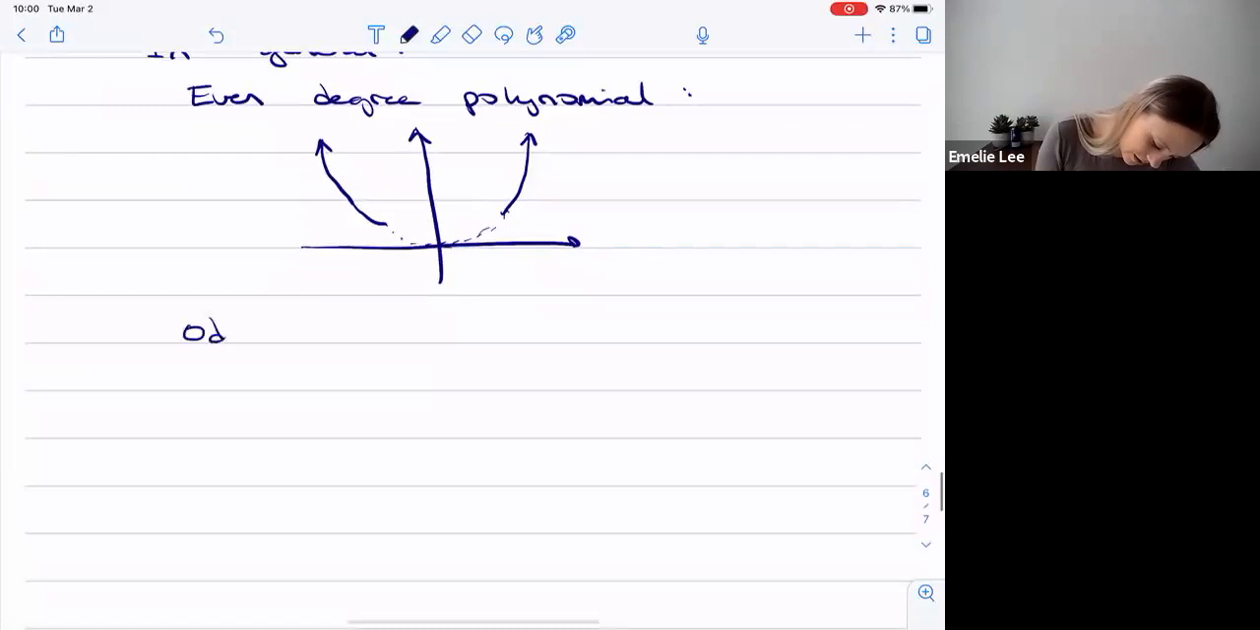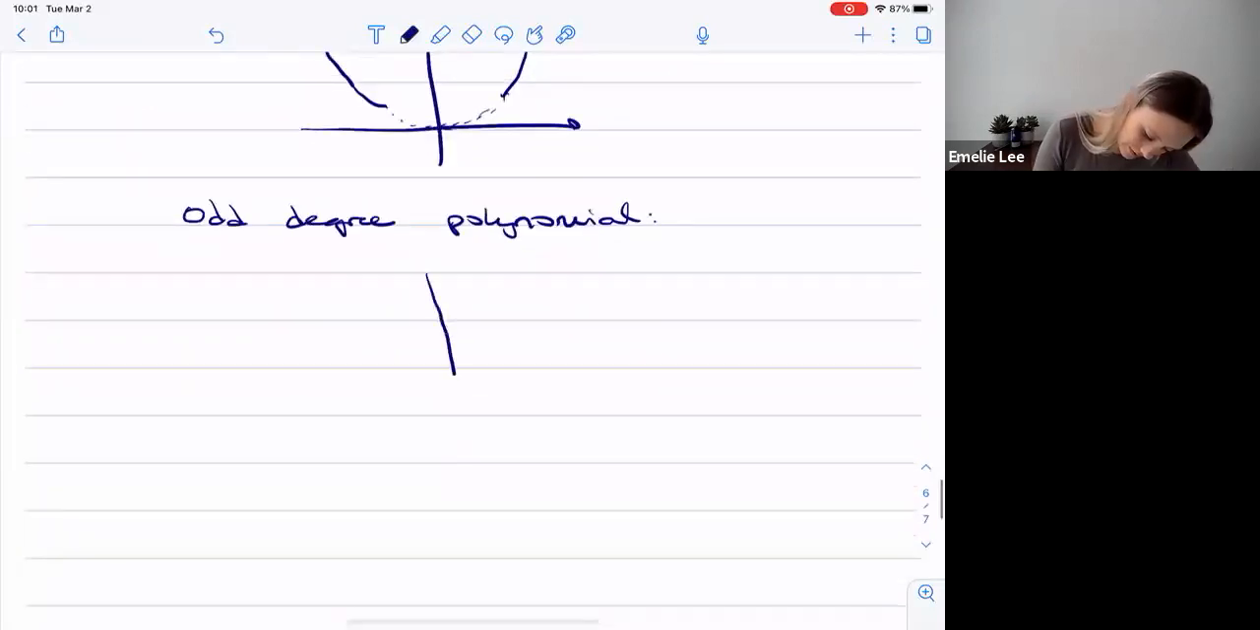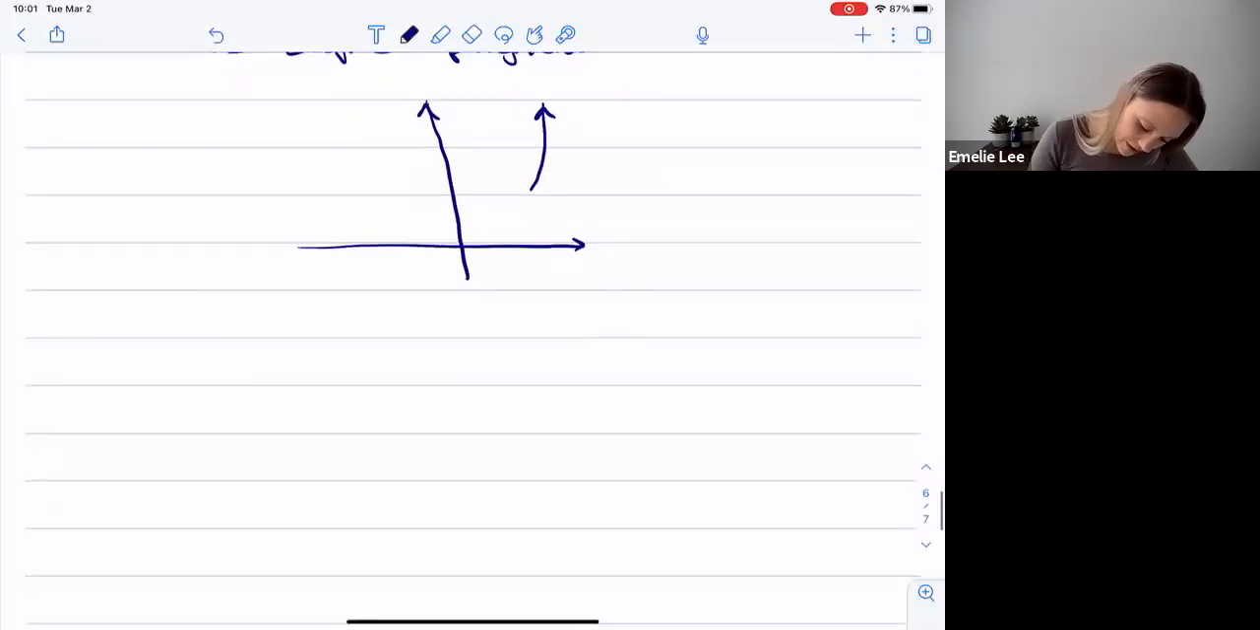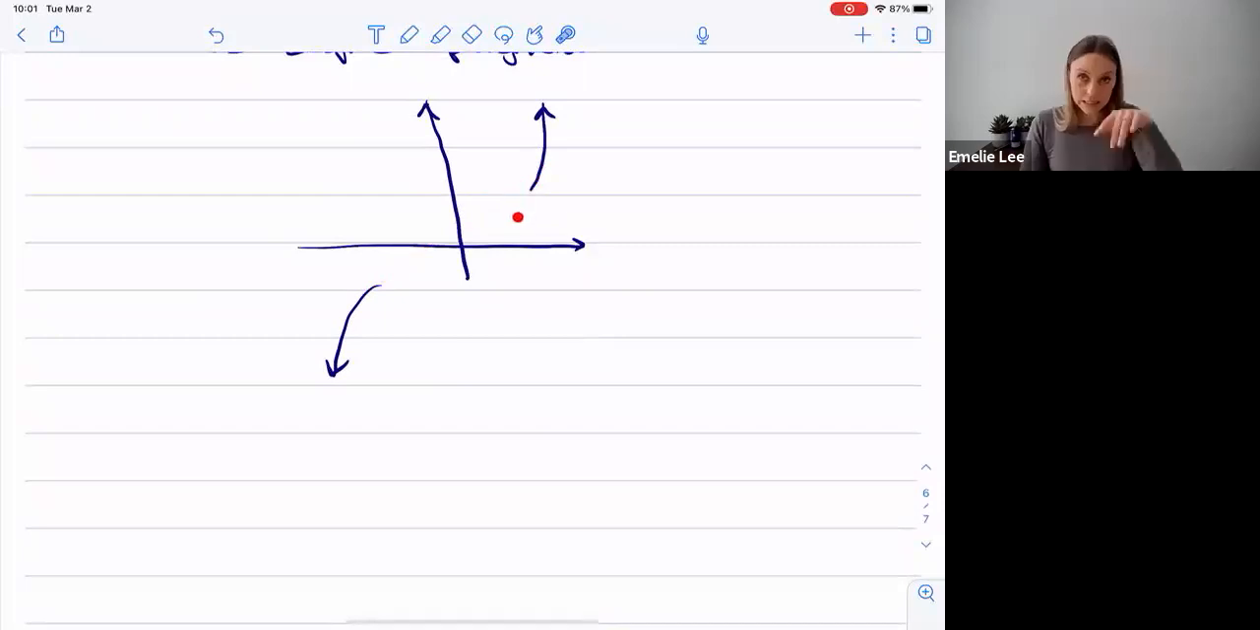And an odd degree polynomial is going to look like this. So we have kind of this upward behavior and then this downward behavior. And then here in between, things can happen in there depending on how advanced your polynomial is. Okay, so I'm allowing for activity here. There might be some kind of fluctuations in here. I don't know. Okay.